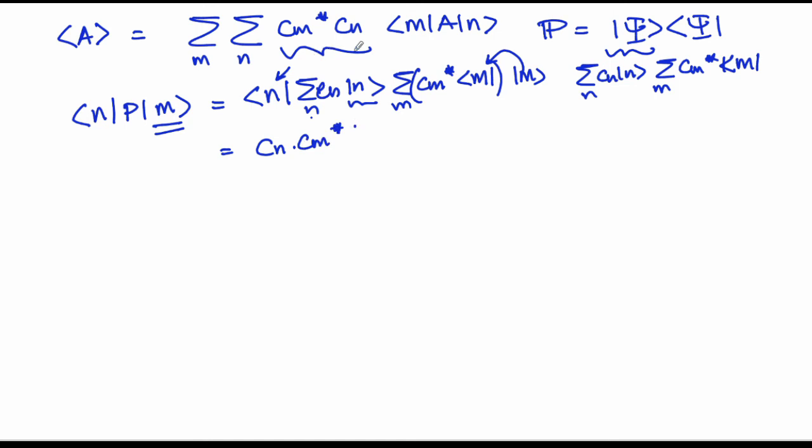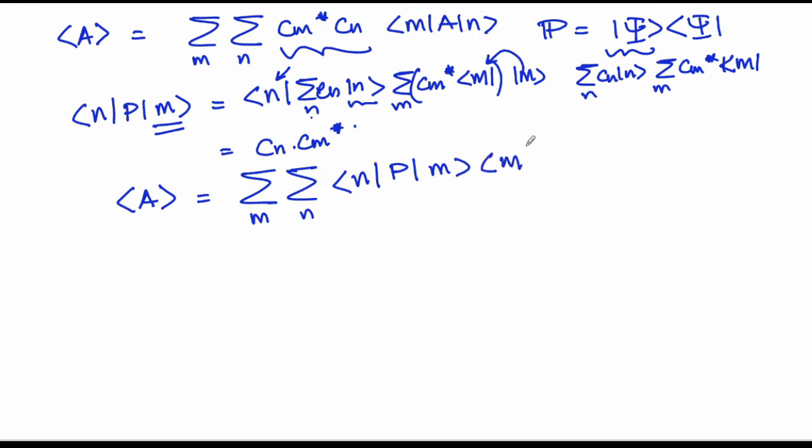So therefore, this entire part, Cm star Cn, can be written as bra n P ket m, where P is the projection operator as defined here. So therefore, your expectation value will be given by a double summation over m and n of bra n P ket m times bra m A ket n.